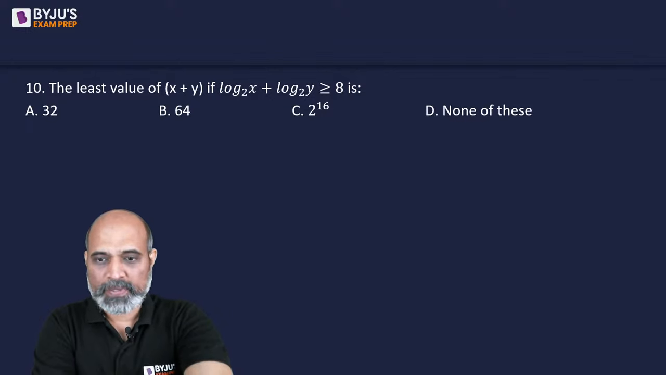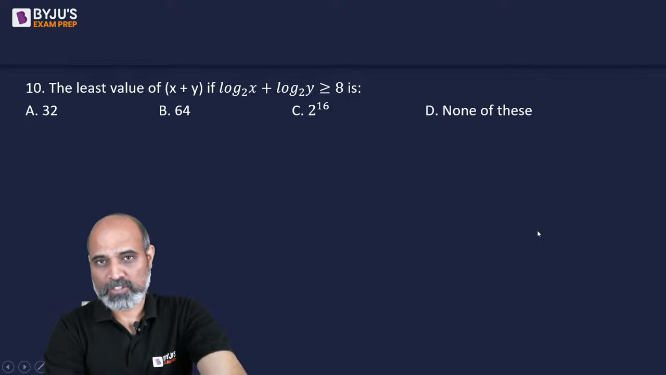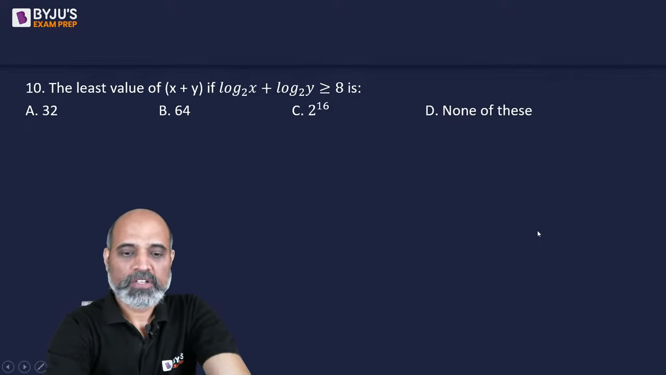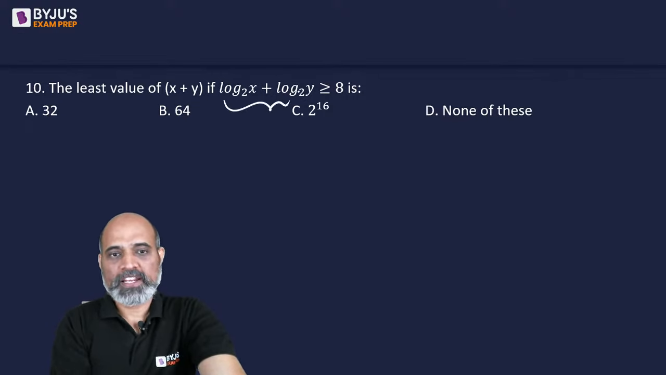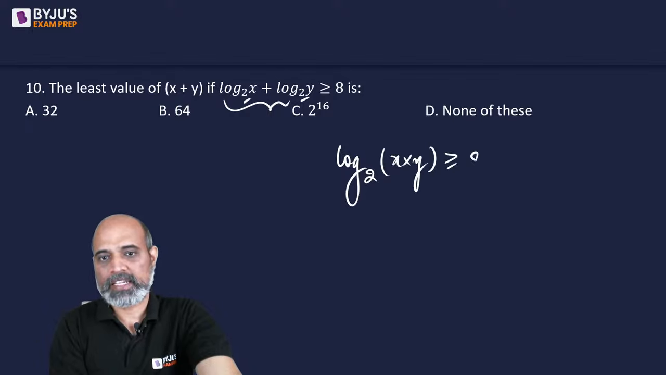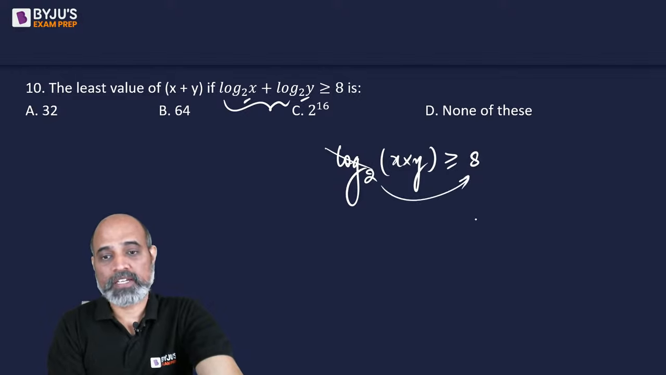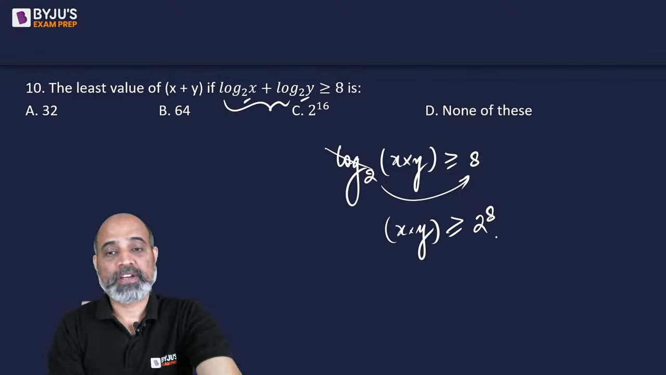Okay, the next one. The least value of x plus y if log plus log is, again, a question on log. So look at the left hand side. With the same base, the values will get multiplied and greater than equal to 8. If you remove log, this 2 will go to the other side. It will push everything to the power. So we will have x into y is greater than equal to 2 to the power 8.